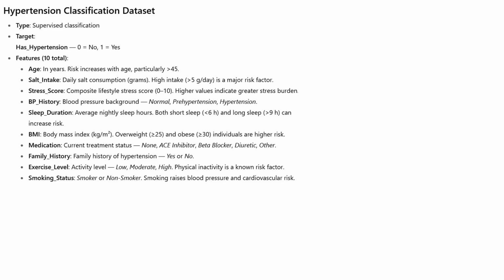Here we see a summary of the columns in the hypertension dataset. These include demographic information like age, lifestyle indicators such as salt intake, exercise, and smoking status, as well as clinical measures including BMI, blood pressure history, and family history of hypertension. Each of these columns is an input feature that contributes to predicting a patient's hypertension status.